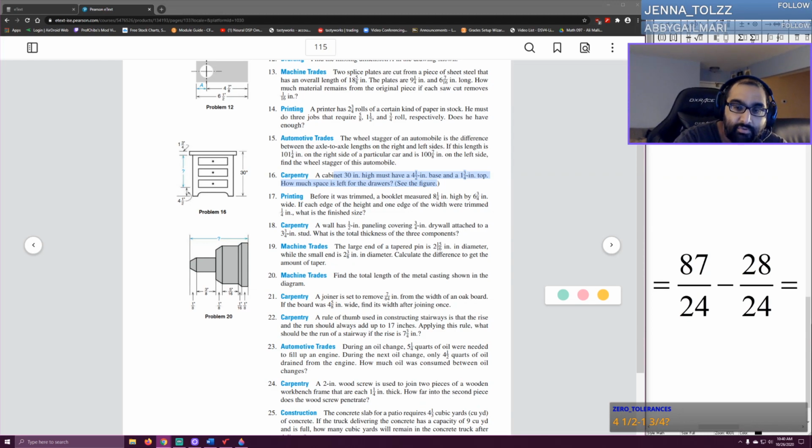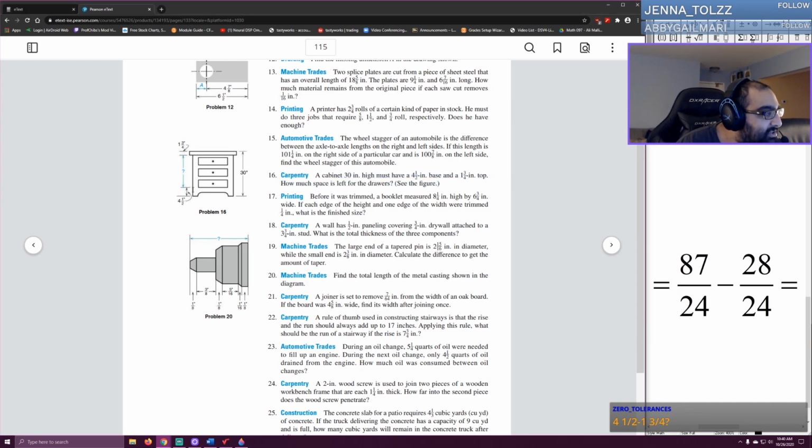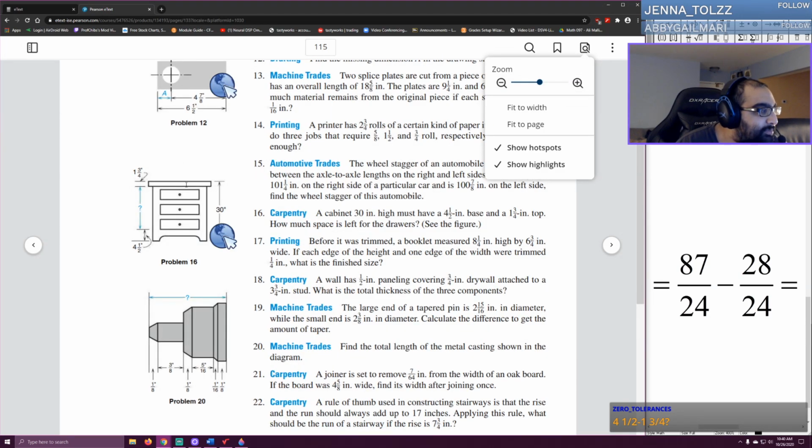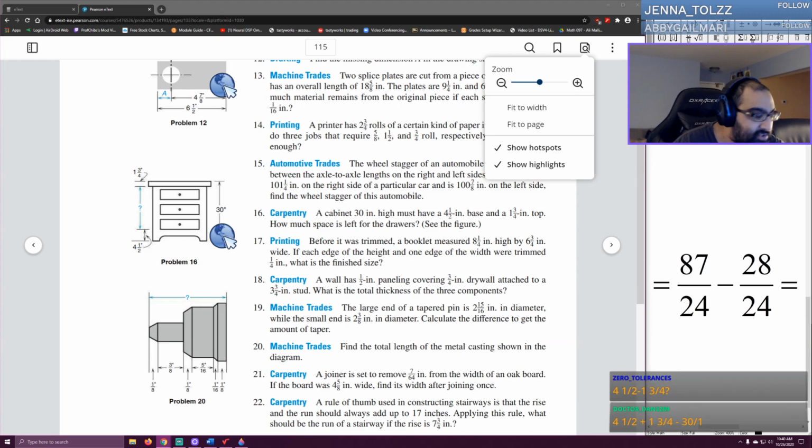Four and a half minus 1 3/4. Think about it this way. How much space is left for the drawers? So the cabinet's 30 inches high here according to the picture. So we want to take a look at this picture here. Let's make it a bit bigger. So you can see that you have this 30 inches here, and you want to actually take away both the 4 1/2 and the 1 3/4. So you're going to have 30 minus 1 3/4.